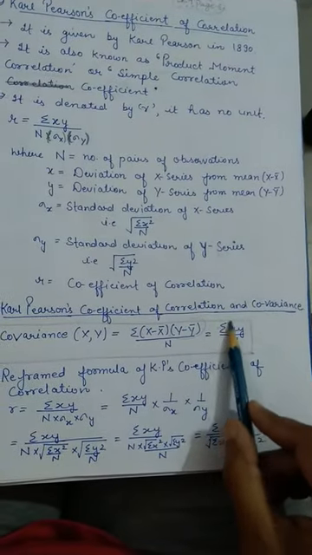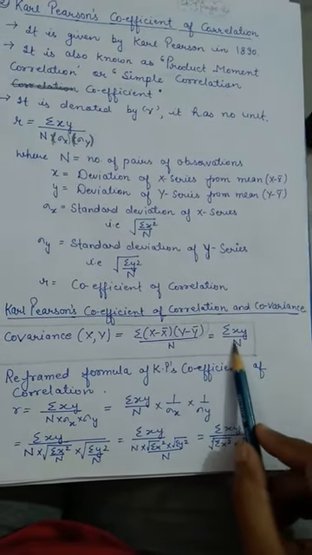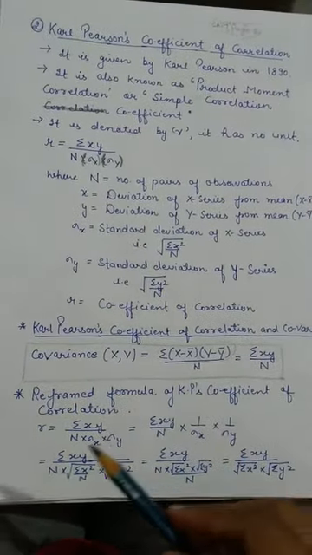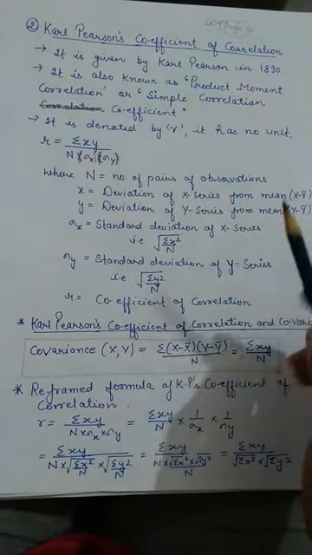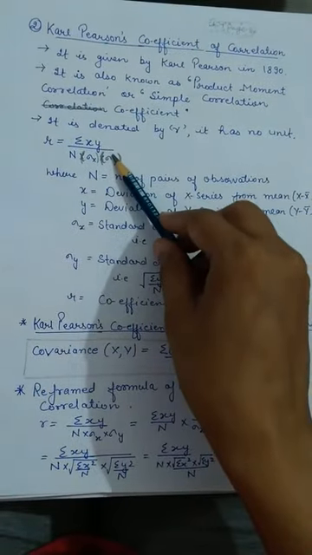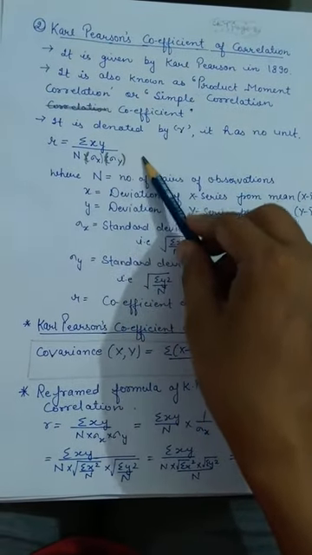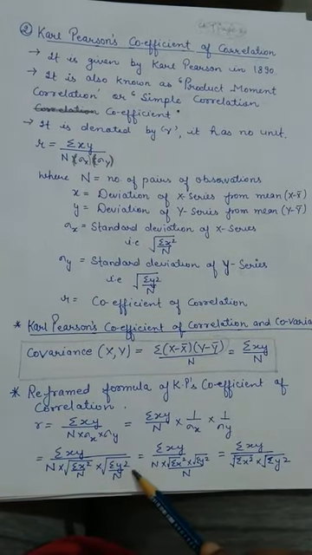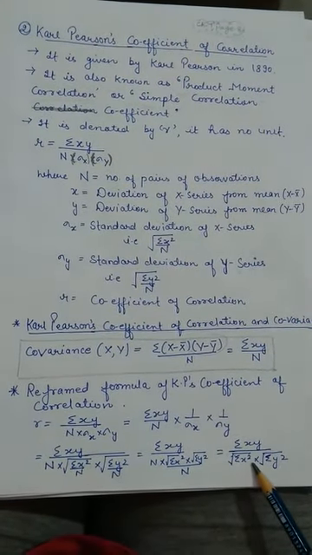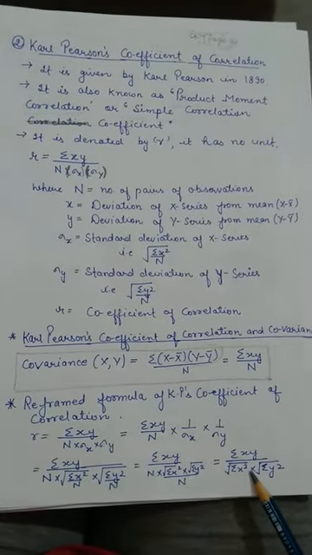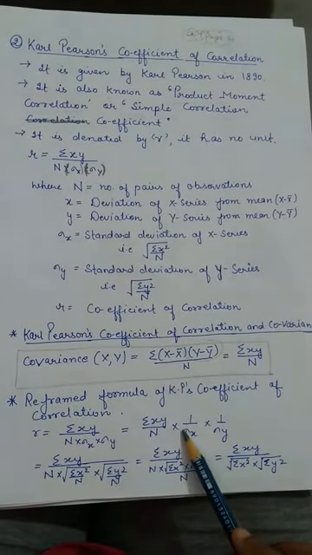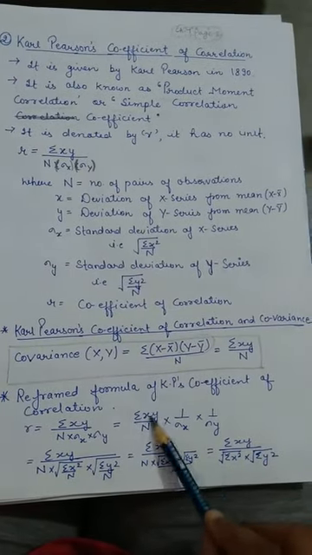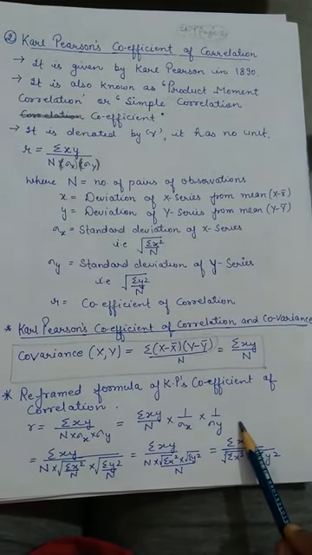So you can do sigma xy upon n. This is the formula which we have done here. We can reframe this formula by doing some changes, and the changes are like this. I have substituted some values. First of all, I have separated this in product form. I have written all the three.